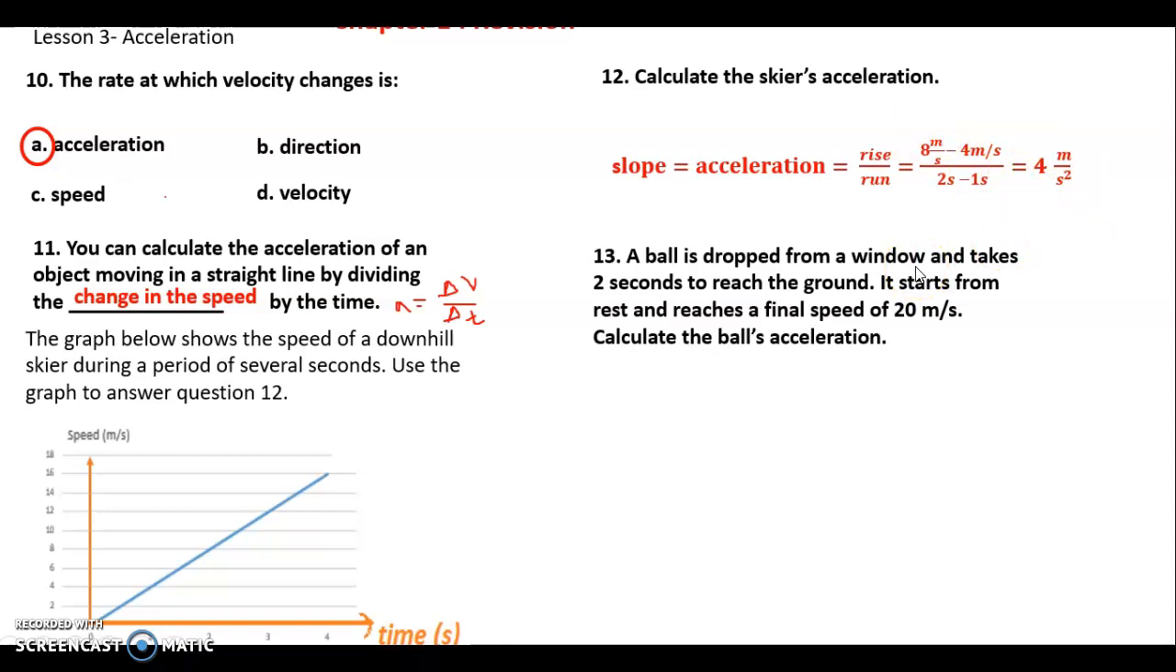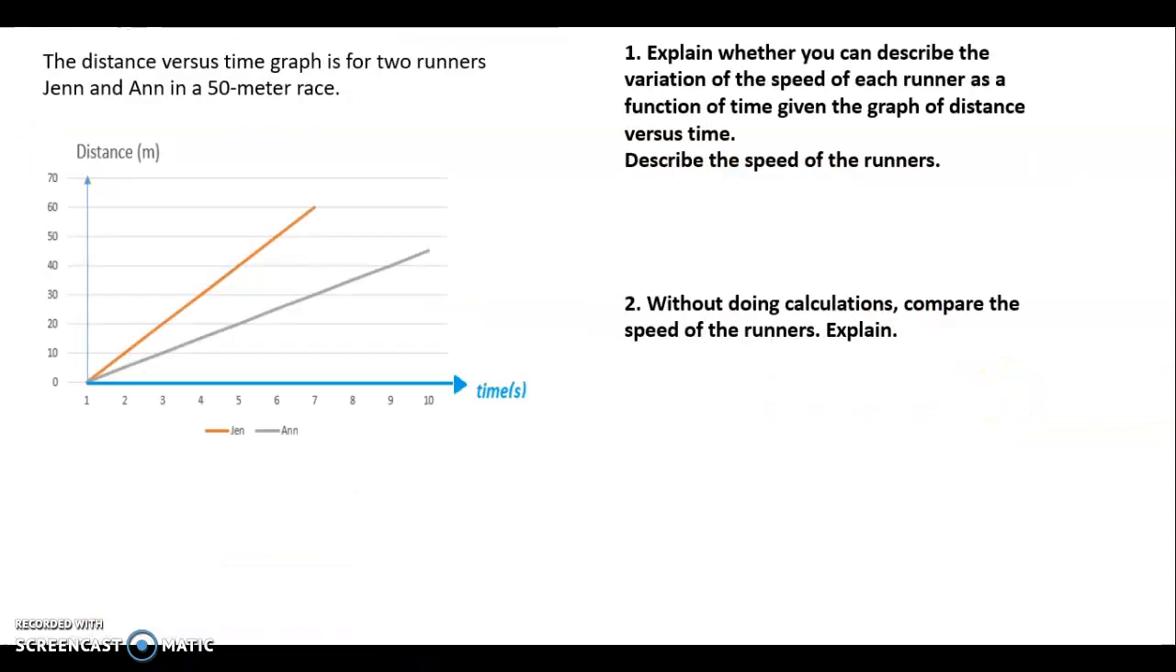A ball is dropped from a window and takes 2 seconds to reach the ground. It starts from rest and reaches a final speed of 20 meters per second. Calculate the ball's acceleration. So we are given the duration, we are given the initial speed, it starts from rest, and we are given the final speed. We are asked to calculate the acceleration. Apply the formula V final minus V initial, or delta V by delta T. This is 20 meters per second minus 0 meters per second over 2 seconds is 10 meters per second squared.